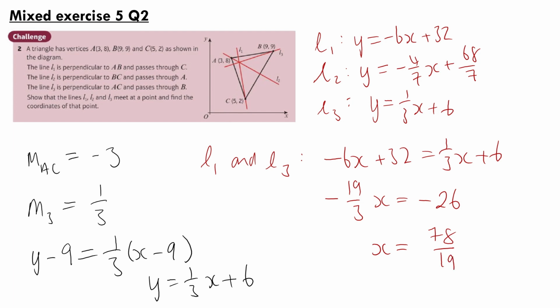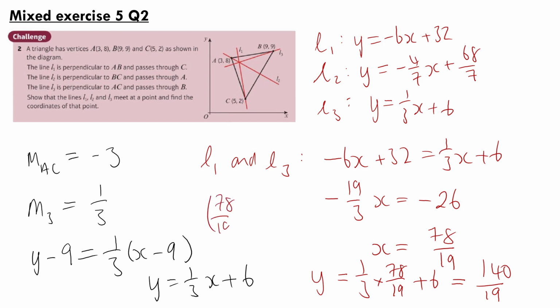Now plugging that back into one of our equations at the top, we'll go for line 3. So y = 1/3 times 78/19 plus 6, which is equal to 140/19. And so our point of intersection is (78/19, 140/19).